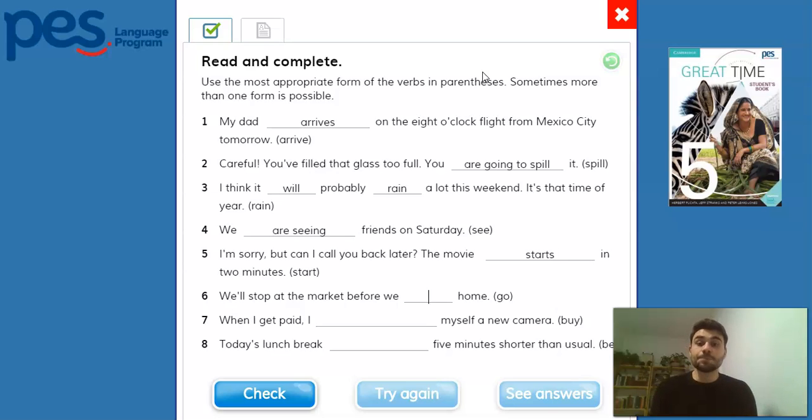Number 6, we'll stop at the market before we home. So before we go home. And here, guys, a spoiler, no other option, okay? This is the only option possible because it's a definite fact about the future.